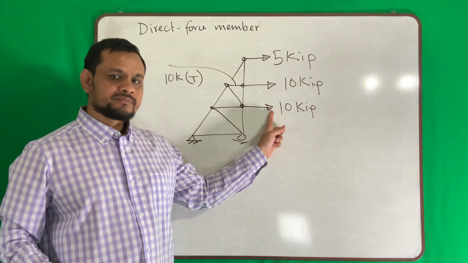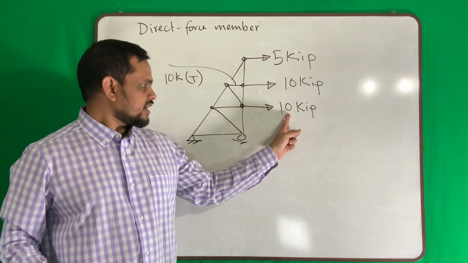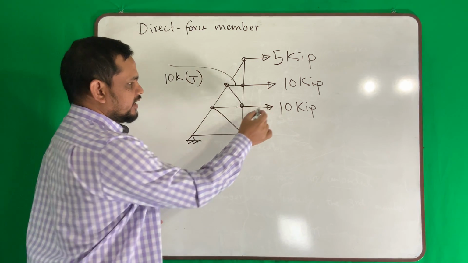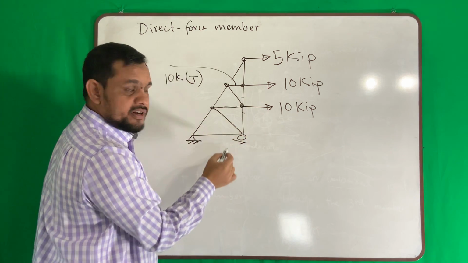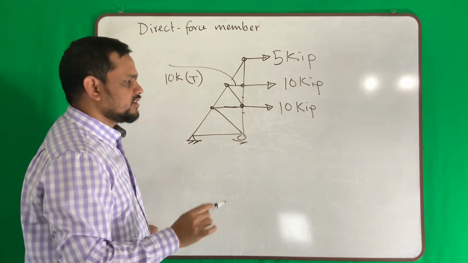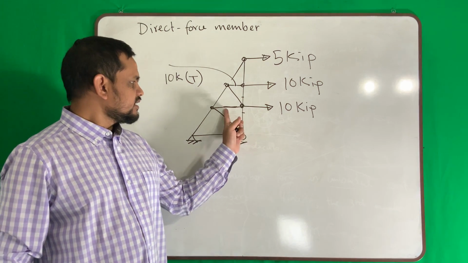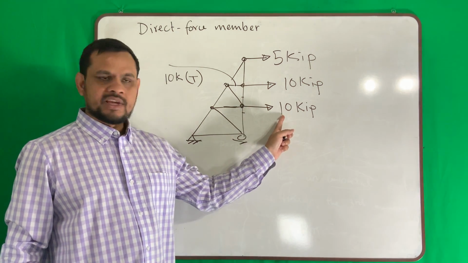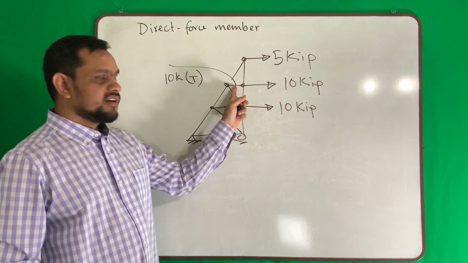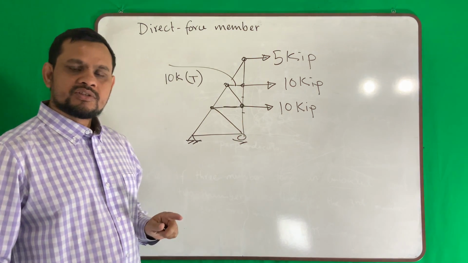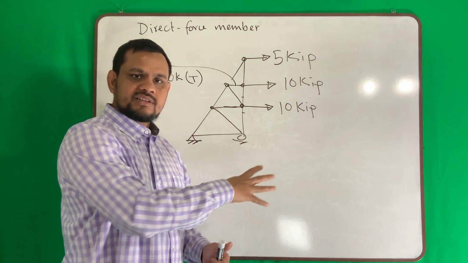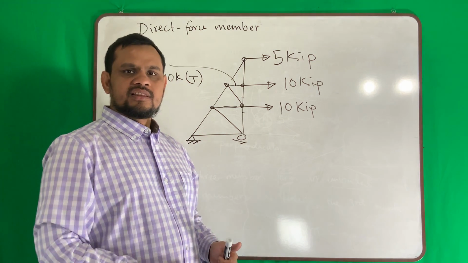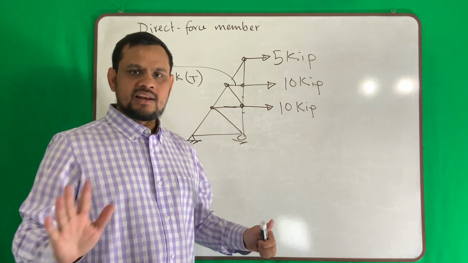What about here? There is a 10 kip force in this joint, and this force is along this member. These two are perpendicular, this one is not. So we cannot tell that this member is taking this force. We cannot tell that. Here the only direct force is this one. So in your FE exam or in your class, you will find some members like this. You can just directly tell the member force without doing any analysis.